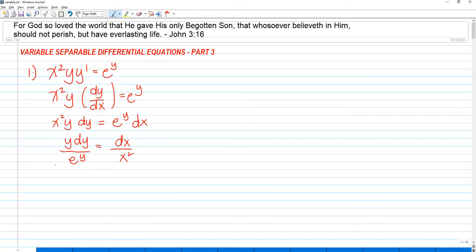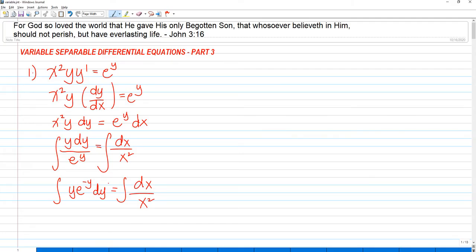So the next thing that we're going to do is to integrate this. But before we integrate, we can rewrite the left side of our equation as the integral of y multiplied by e raised to negative y dy equals the integral of dx all over x squared. Okay? Now to integrate the left side of our function, we are going to use integration by parts.